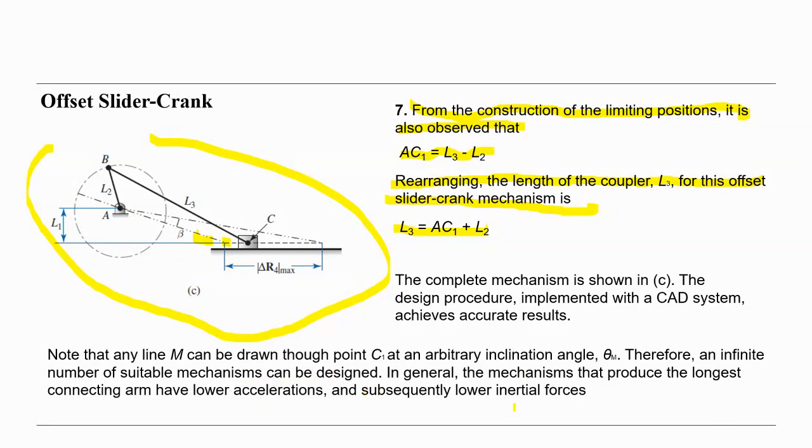In general, the mechanism that produces the longest connecting arm has lower acceleration. We already discussed this. The coupler must be as long as possible, and also consider the space we have in the machine, where we have to install it. And subsequently lower inertial force, the force of inertia.